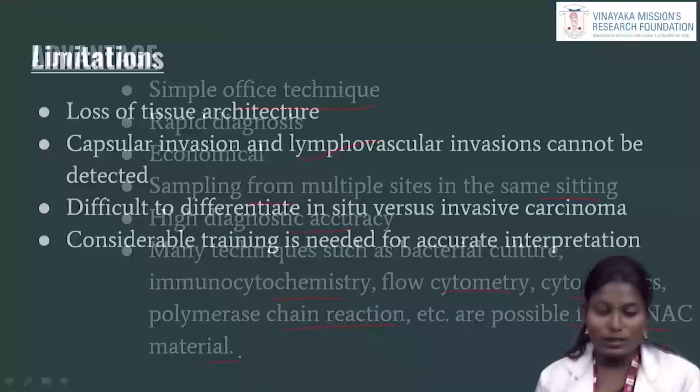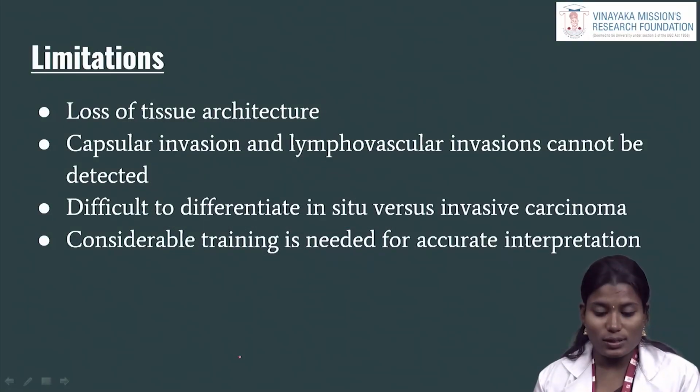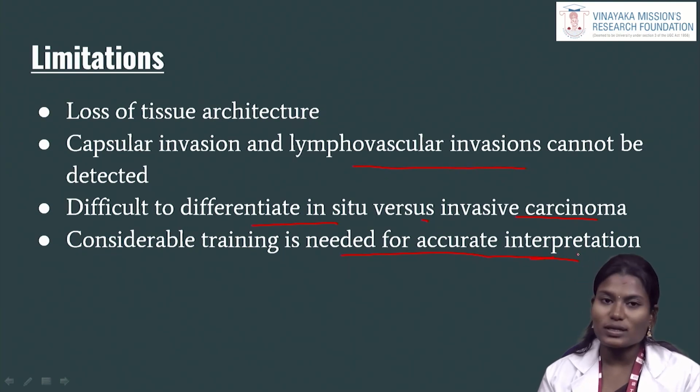Limitations: loss of tissue architecture. Capsular invasion and lymphovascular invasion cannot be detected. It is difficult to differentiate in situ from invasive carcinoma. Considerable training is needed for accurate interpretation. We need properly trained persons to collect the samples and give accurate interpretations of the results.